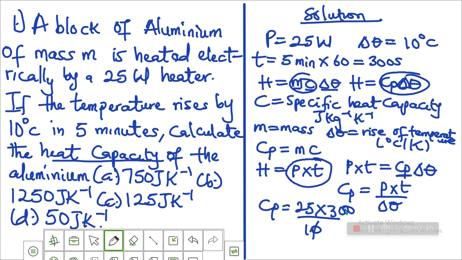So let's find it. Our answer is 750 joule per Kelvin. Please take note, the unit of Cp is joule per Kelvin, while the unit of specific heat capacity is joule per kilogram per Kelvin. So let's go to the next question.